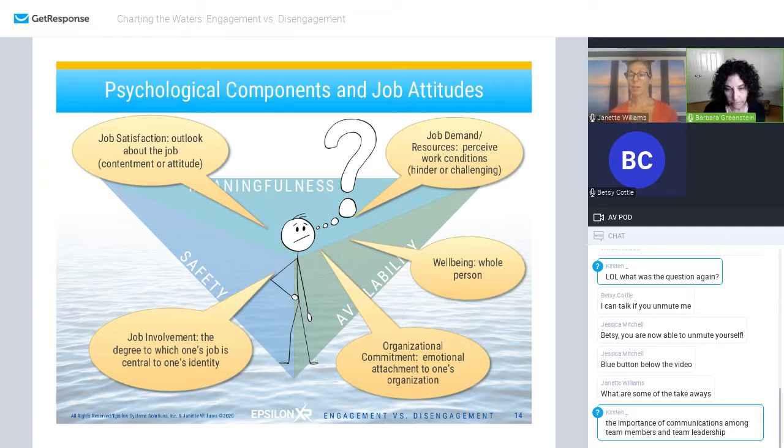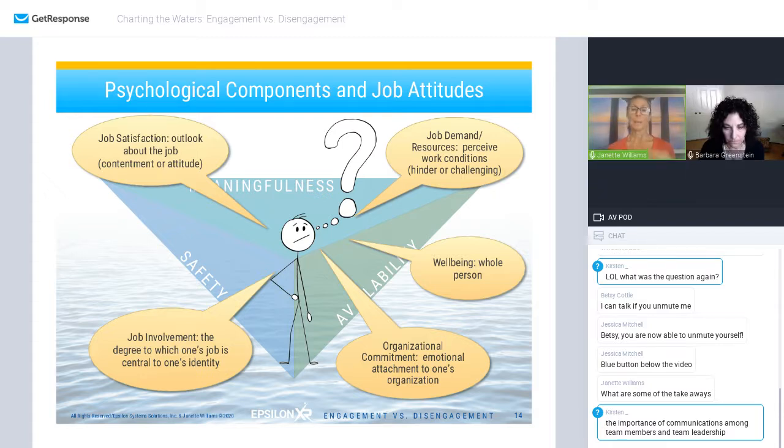Anybody else want to come off mute? Kirsten brought up a good suggestion, and that's the importance of the communication among the team members and the team leadership. If we go back to what we didn't get to, which is organizational commitment, that's really the emotional attachment to one's organization. It's being able to understand on an individual level how I contribute to the greater good of the organization and how that organization is going to contribute to my greater good. A bilateral relationship, once again going back to psychological meaningfulness, feeling that I'm valued and that I'm worth something.